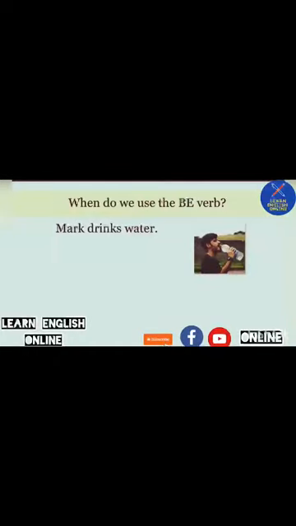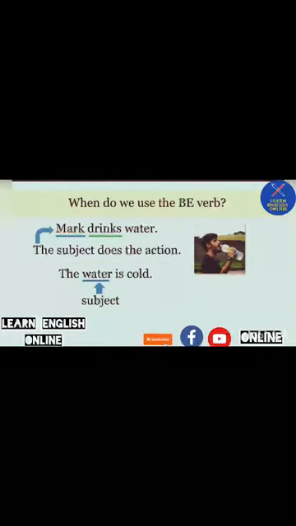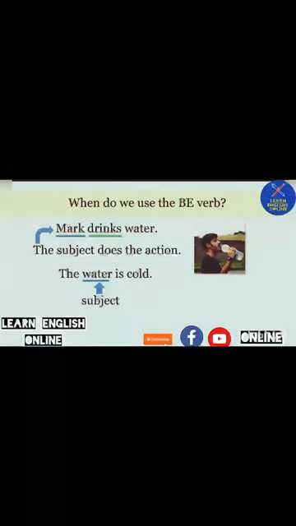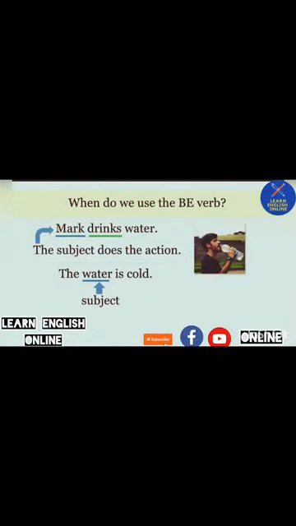When do we use the be verb? Let's look at this sentence. Mark drinks water in English. We need a verb in English. We need a verb. But there is no action, so we use the be verb to connect the subject to the rest of the sentence. The water is cold. Is is the verb to connect the subject to the rest of the sentence.